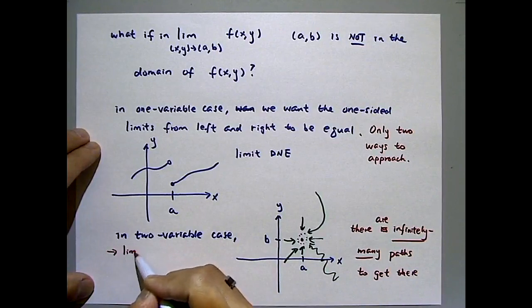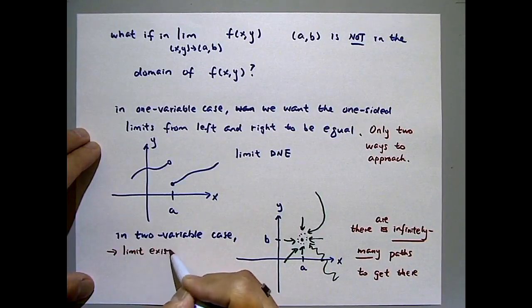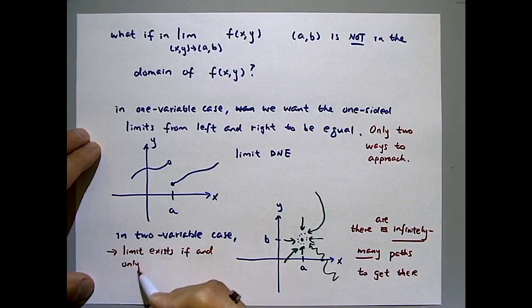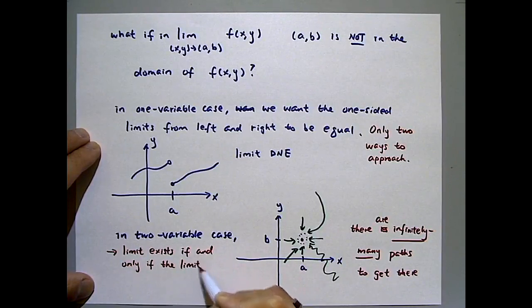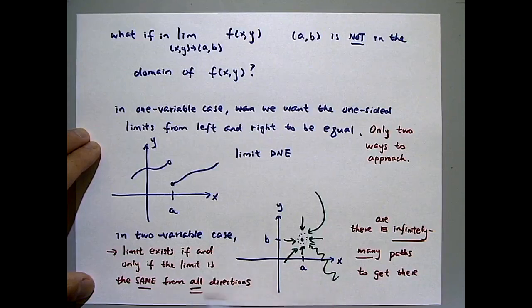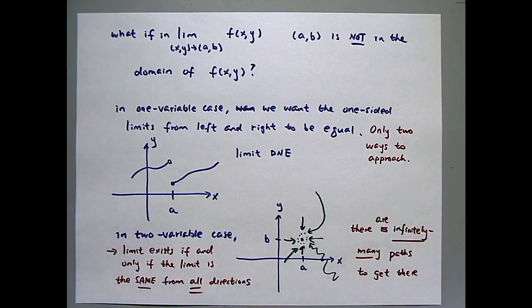So here's the key point. The limit exists if and only if the limit is the same from all directions. If you can find two directions that give you two different limits, then you can say the limit does not exist. Right?